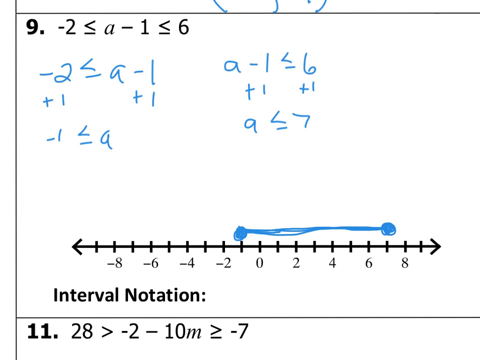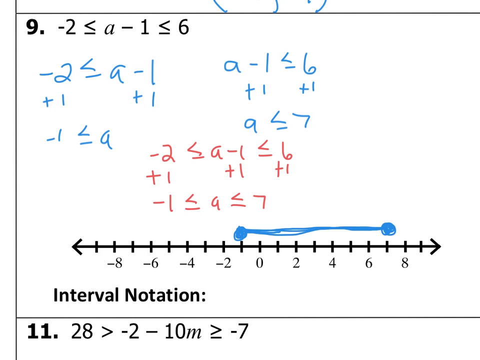Okay, so had we done this all at the same time, we simply would have had this equation. We have -2 is less than or equal to a minus 1, which is less than or equal to 6. So we could have simply added 1 on the inside because we're trying to get a by itself, add 1 here, add 1 there, because no matter what we do to the a, we have to do it all the way across to the entire equation. So we end up with -1 is less than or equal to a, which is less than or equal to 7, which is exactly what we have graphed here.